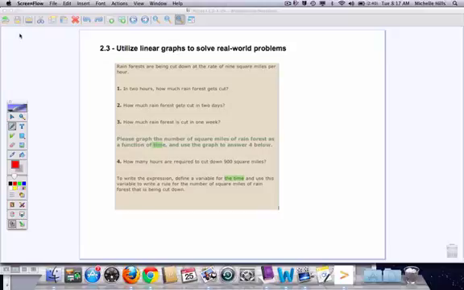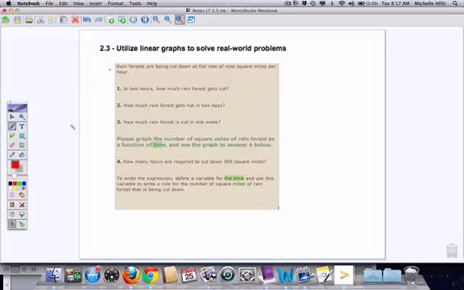Hey there, today we're looking at how to utilize linear graphs to solve real-world problems. This is another section where most of the practice problems will be on the computer. However, you will have problems similar to this on your test as well. So, as always, they give you a scenario on the computer for this.